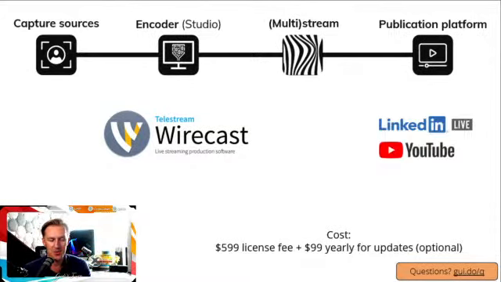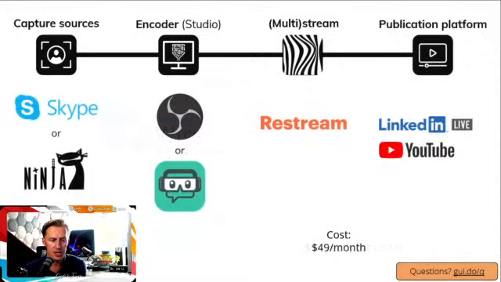The only downside for Wirecast will be the cost. It's $5.99 to start with, and then $99 yearly for updates, which might be worth it, of course, especially if you want it all in one tool. That can be a very appealing offer. But in contrast, there's also a free alternative, but you'll need to be able to connect a couple of tools.